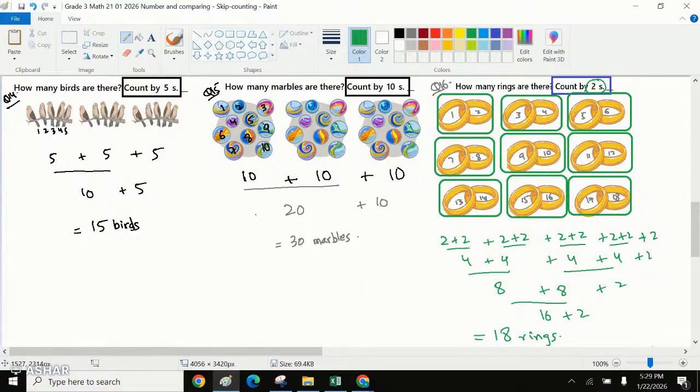So we need to follow the requirement in the question. The easiest is counting by one, but counting by one will take a lot of time, right? So what we say is we count by twos. So we see how many pairs of twos there are. There were a total of 9 pairs, right? So if there are 9 pairs, that means 2 is added 9 times.